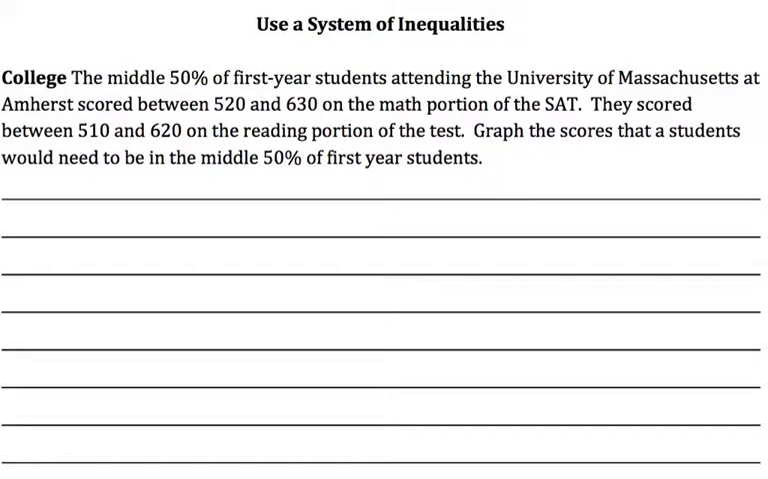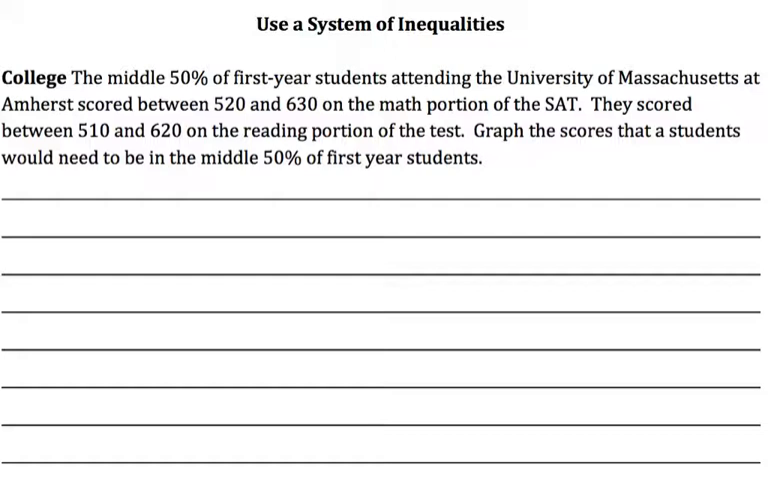Take a moment to read this. You can pause it, and it'll give you time to figure out what's being said in it, and then I'll read it out loud. In college, the middle 50% of first-year students attending the University of Massachusetts at Amherst scored between 520 and 630 on the math portion of the SAT.